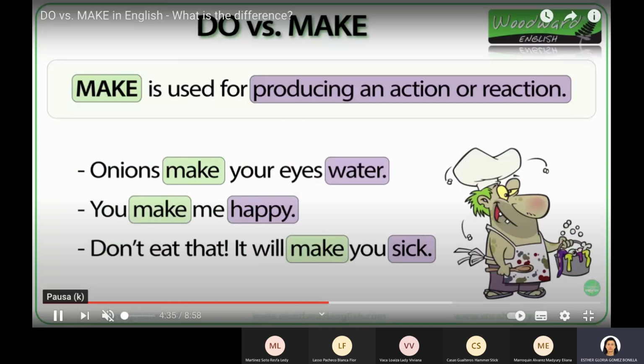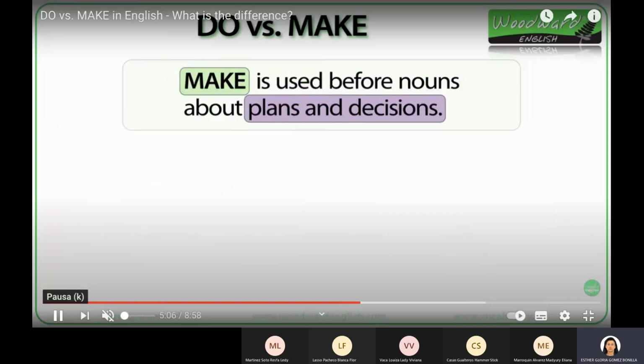For example, onions make your eyes water. You make me happy. Or don't eat that, I will make you sick. Or I am too sad. You make me cry. Tú me hiciste llorar. So when you are talking about the production of some feelings, the production of an action or a reaction, you use make. Make is used before nouns about plans and decisions.